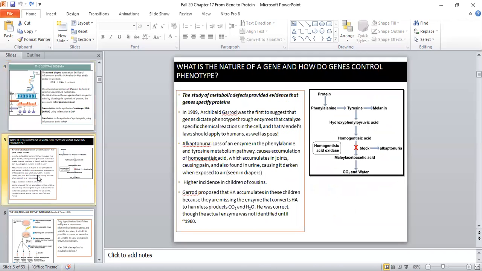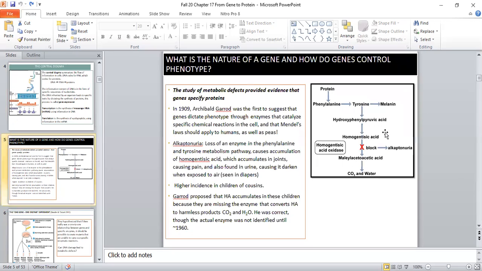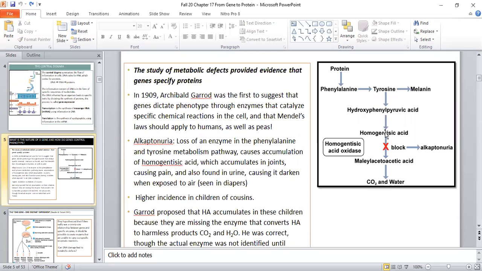Okay, no problem. Now, what is the nature of the gene and how do genes control phenotype? Actually, this is interesting, because it was the initial phase. There is one concept they were saying: one gene, one hypothesis, one gene, one polypeptide, and one gene, one amino acid. Each gene is responsible for one particular amino acid, just amino acid or polypeptide.